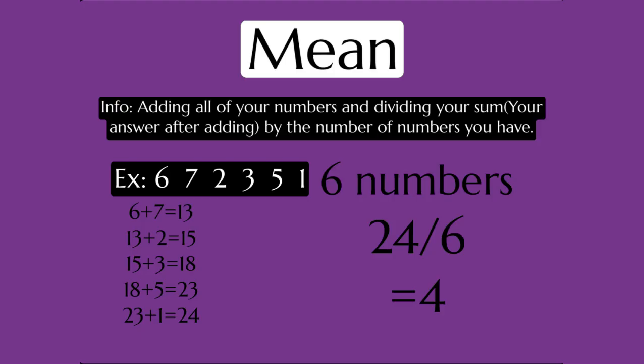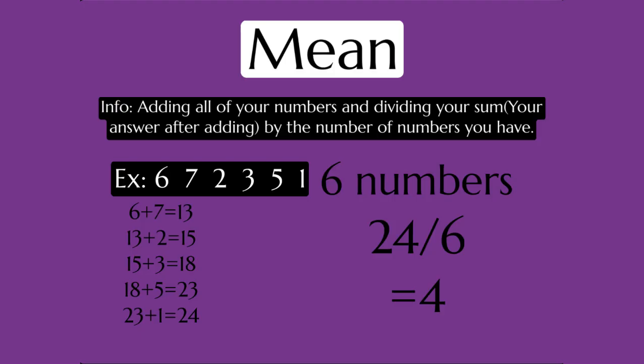In this example, we have 6, 7, 2, 3, 5, and 1. Well, first we need to add all of our numbers together. So 6 plus 7 is 13, 13 plus 2 is 15, 15 plus 3 is 18, 18 plus 5 is 23, 23 plus 1 is 24, which gives us a sum of 24.